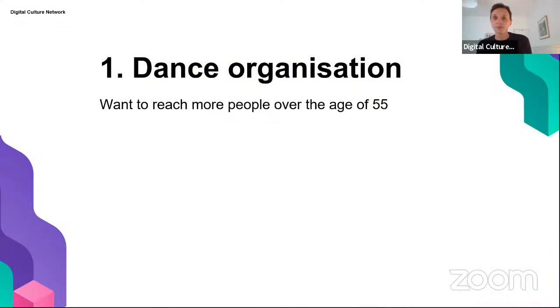The first of those is a dance organization. And this dance organization, when they've thought about their digital strategy and the objectives that they want to achieve as an organization, they want to reach more people over the age of 55. So that's quite a straightforward objective. It's a certain demographic. They want to reach more people in that age range.